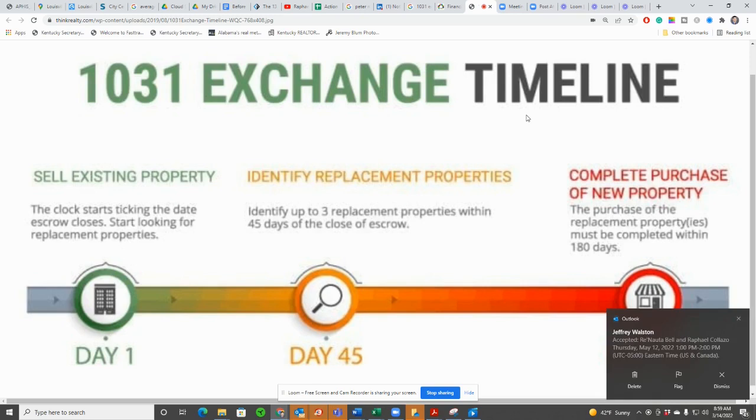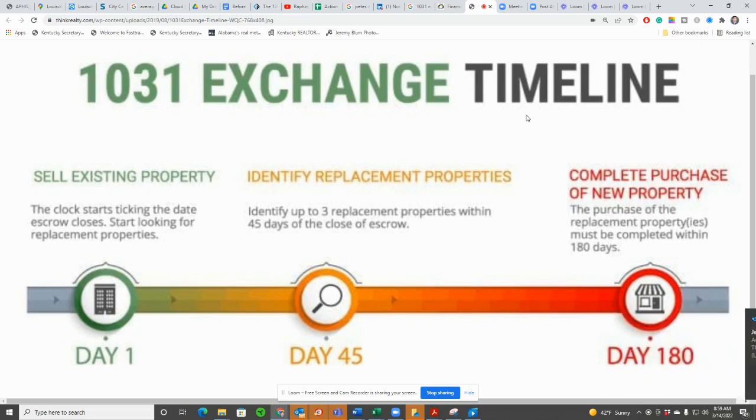So what a 1031 exchange is, it's essentially a section within the U.S. tax code that allows investors to exchange like-kind property for essentially saving taxes on the sale. Because what happens typically is when you sell a commercial property, there is a taxable event that takes place on the sale of the commercial property.